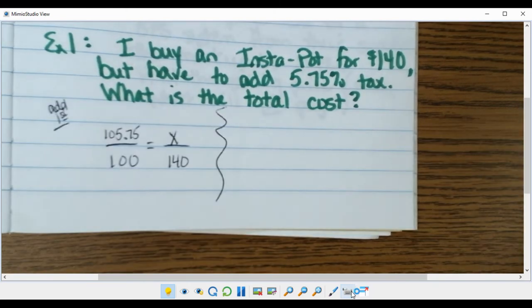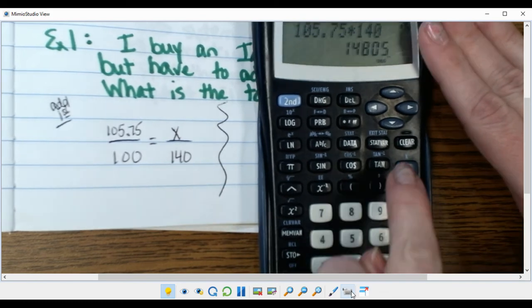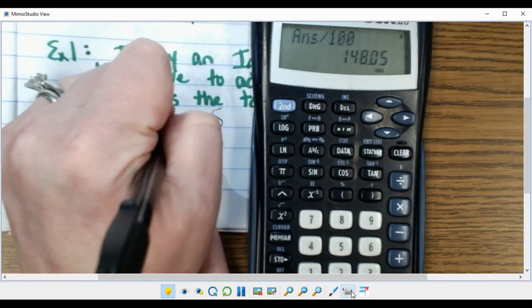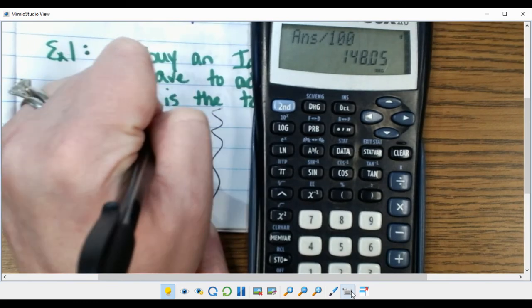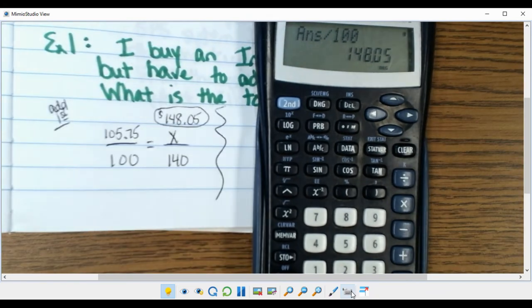All right? Like every proportion, we cross multiply and divide. 105.75 times 140 divided by 100, $148.05. Now, if this had other numbers, you would have to round because money only has 2 places. All right? So what I thought was going to cost me $140, by the time I get all done, really cost me $148 and some coins. Let me do this problem again.